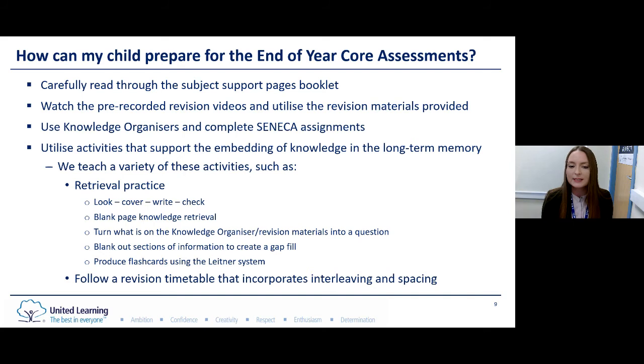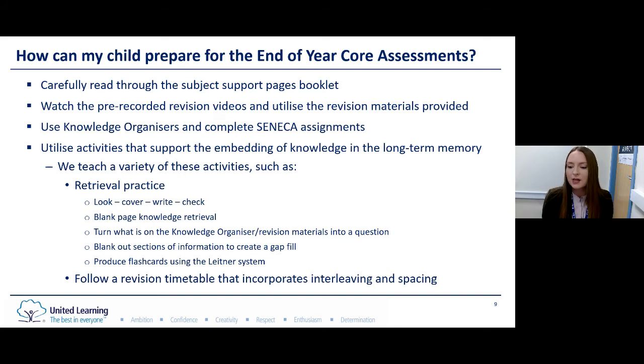For example, you would take a point on the knowledge organizer, convert it into a question, and then you can ask that question to your child, checking their response for detail and accuracy. Finally, students can be encouraged to blank out sections of information, creating their own gap-fill activity. And we've introduced them to a specific system called the Leitner system, which is a system using flashcards to reduce information. This system has been communicated to them already, and they can watch a video that they've seen to refresh their memory on this, which is accessible via Teams.